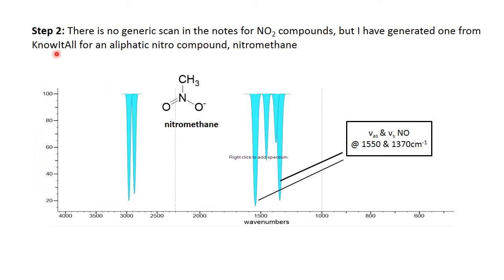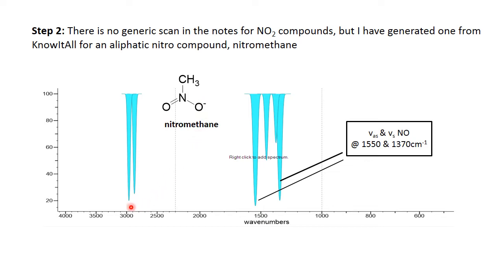So step 2, let's look at a generic scan. Now, as it turns out, I don't actually have one for a nitro compound in the notes, so I just generated one using know-it-all. I drew the structure of nitromethane and asked it to reproduce the IR spectrum. So this is an aliphatic nitro compound. We'll be doing an aromatic, so there are some similarities and some differences.